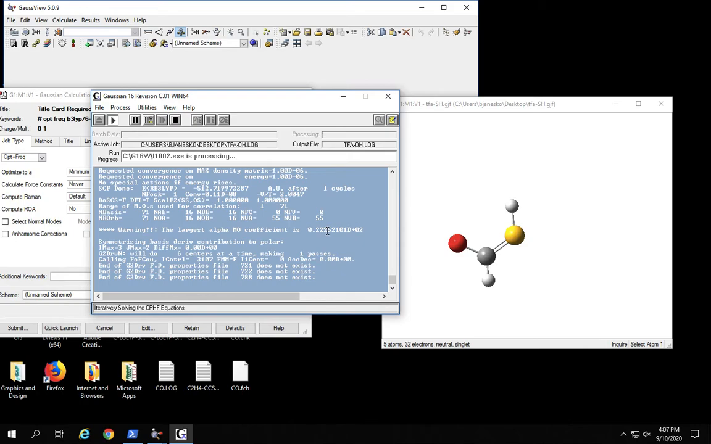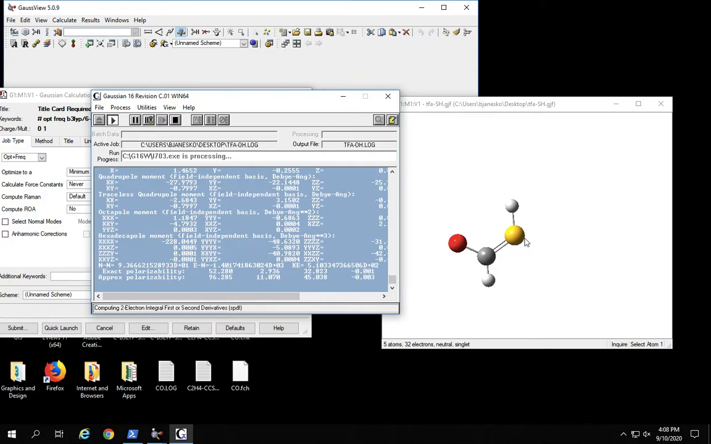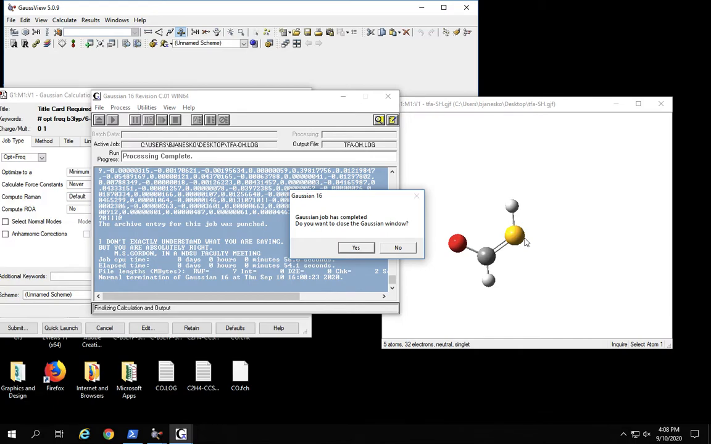Alright, so we found the optimized geometry. Now we're running link 1002. It's calculating the second derivative matrix, the second derivative of the energy with respect to all the possible Cartesian coordinates of all the atoms. So with 5 atoms, 3 coordinates per atom, I get a 15 by 15 matrix that I diagonalize, and I get my 15 vibrational degrees of freedom. 3 should be 0 because they really correspond to translation. 3 should be effectively 0 because they really correspond to rotation. And the remainder are vibration. So as this runs, we finish computing the 2 electron integral derivatives, and we're done.